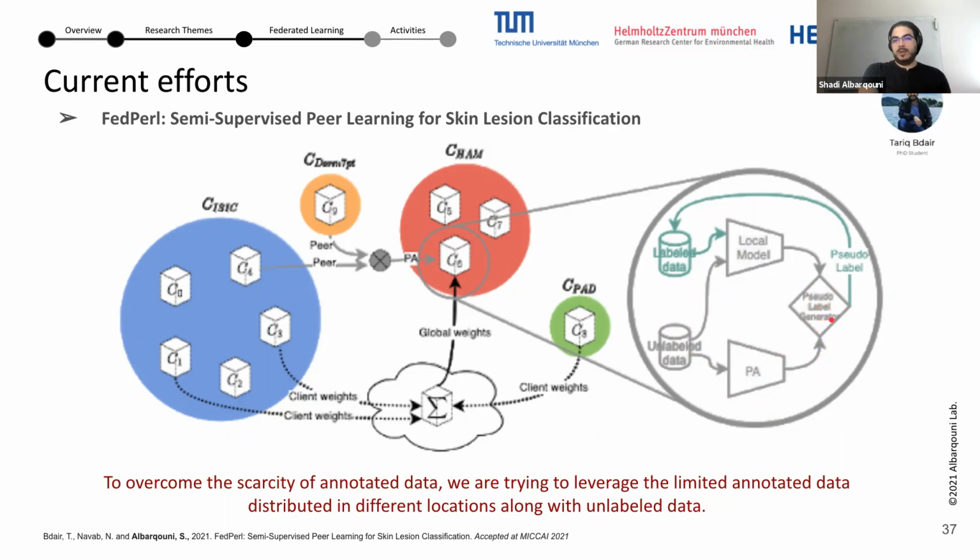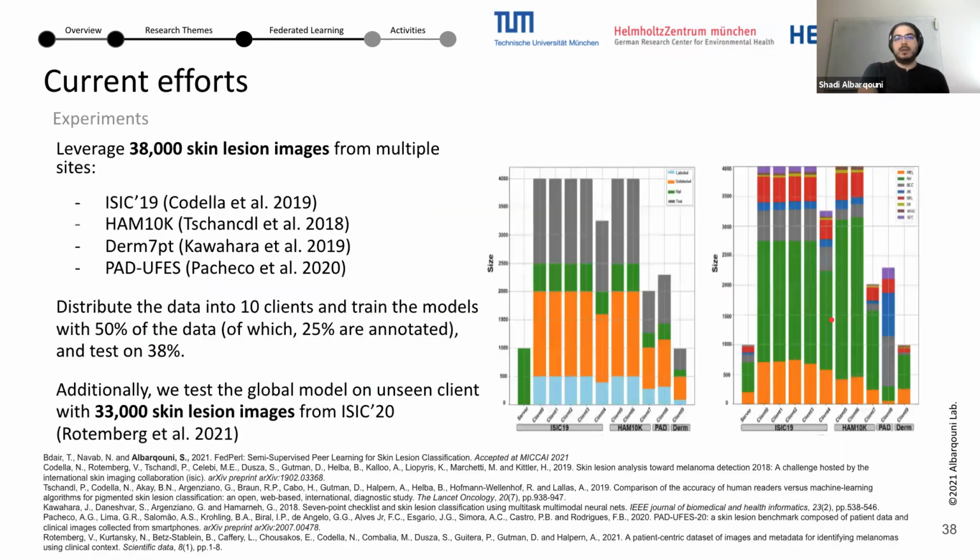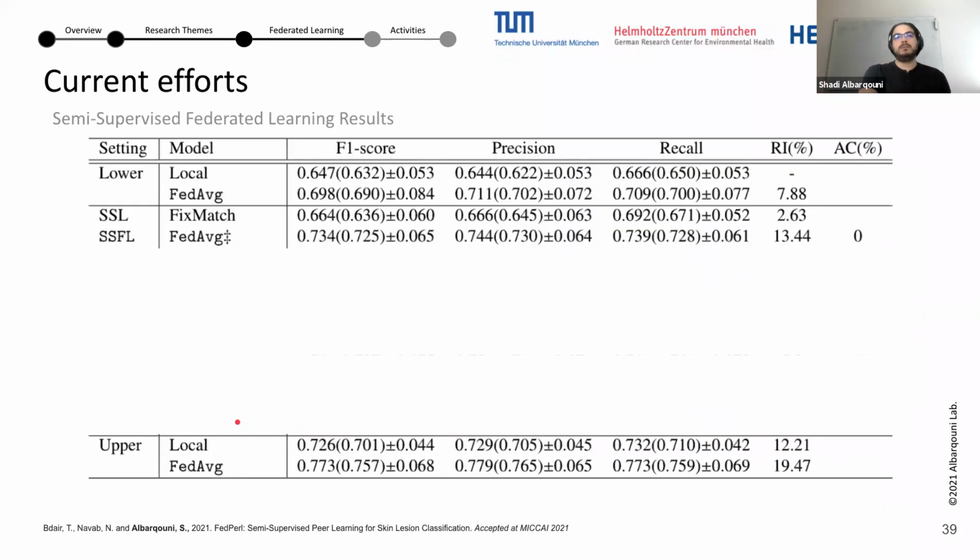So without going into further details, we have leveraged around 38,000 skin lesion images from multiple sites and distributed them into 10 clients with different distributions, as reflected here. Additionally, we test the global model on an unseen client that had 33 skin lesion images from ISIC 20. And these are the results that we got.